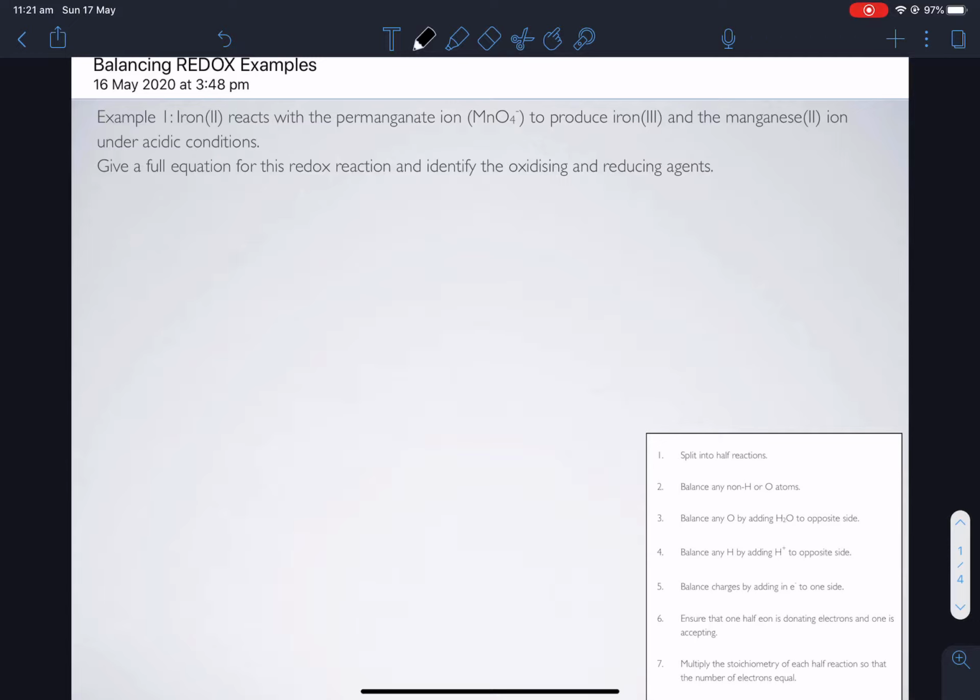Okay, so first thing that we need to do is number 1, pull out our half equations or our half reactions. So find the common partners between reactants and products. So here we've got iron 2 going to iron 3. So I'm going to start to put a half reaction there. Fe2 plus going to Fe3 plus. And the other half is the permanganate ion going to the manganese ion. So underneath MnO4 minus, I'm going to leave a space because I'm going to need to add some stuff in to balance this out. And it goes to the Mn2 plus ion.